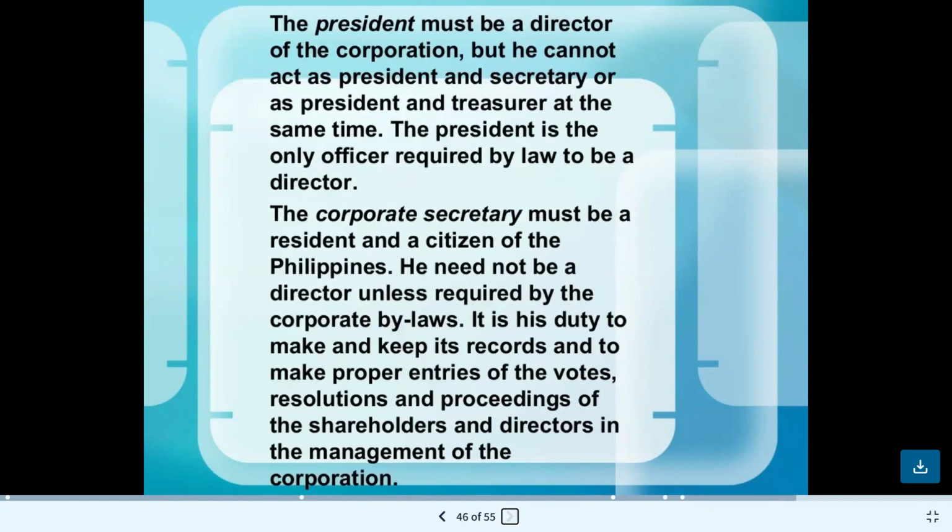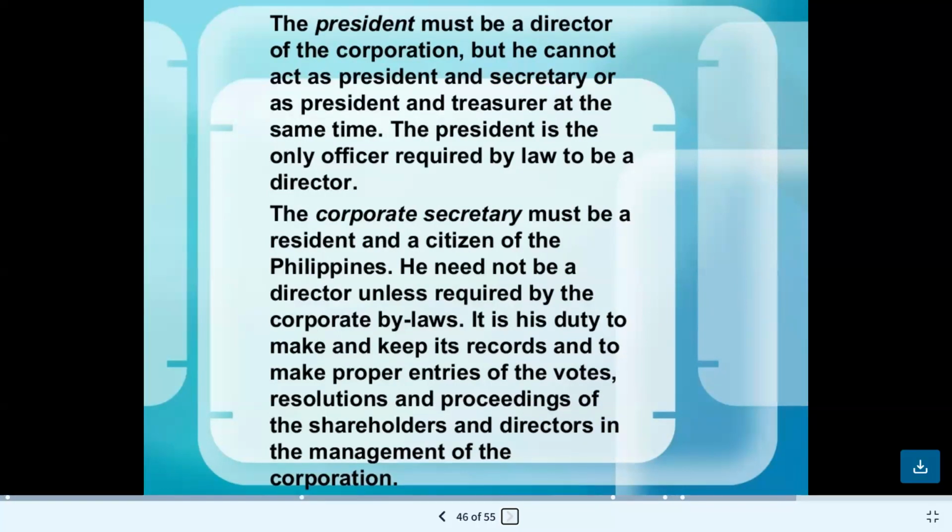And then the president of a corporation must be a director of the corporation, but he cannot act as president and secretary or as president and treasurer at the same time. So though he's a director, he cannot hold the position of president and at the same time secretary, or president and at the same time treasurer. You should have a segregation of duties. So the president is the only officer required by law to be a director.